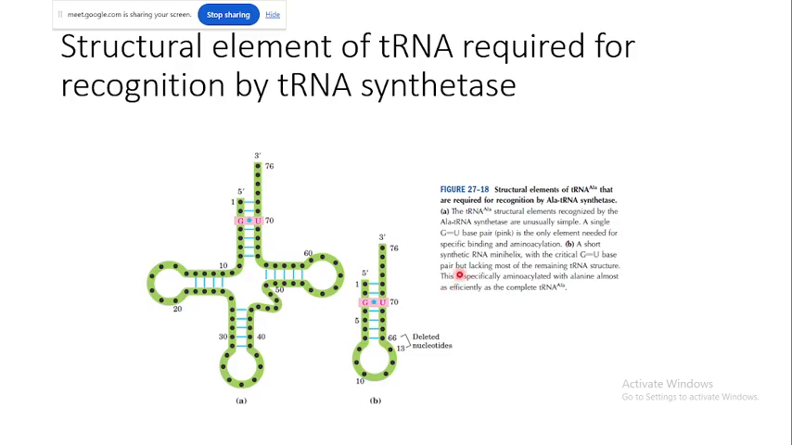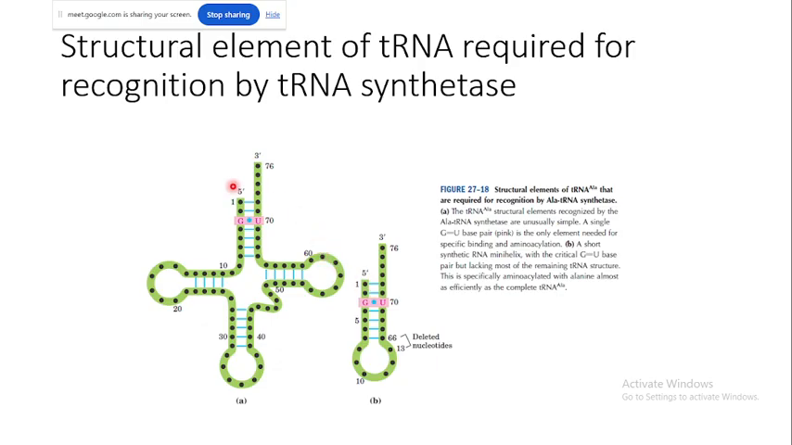So suppose for example, this is the tRNA for alanine, which can carry the alanine amino acid. In the amino acid arm there is a GU, right? So this GU will make two hydrogen bonds. This is the only element which is required for the specific binding to the enzyme and the aminoacylation.